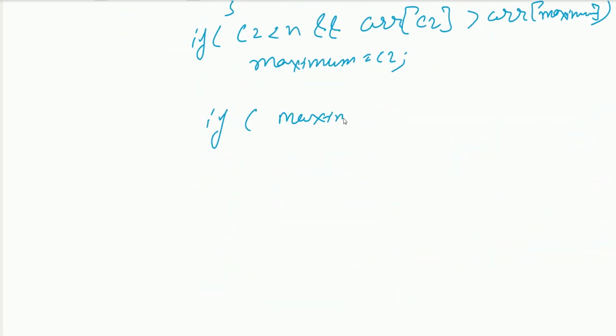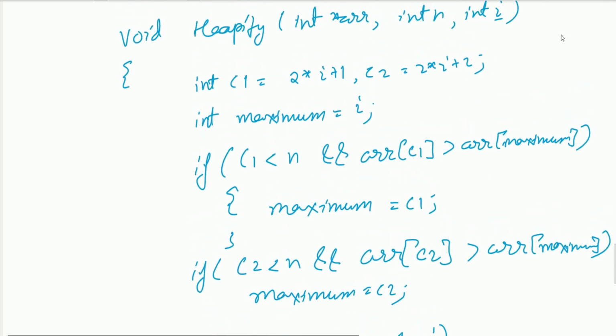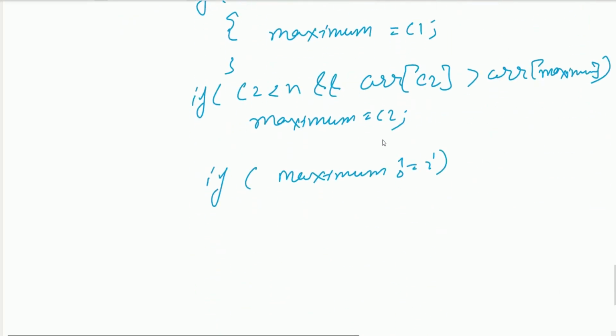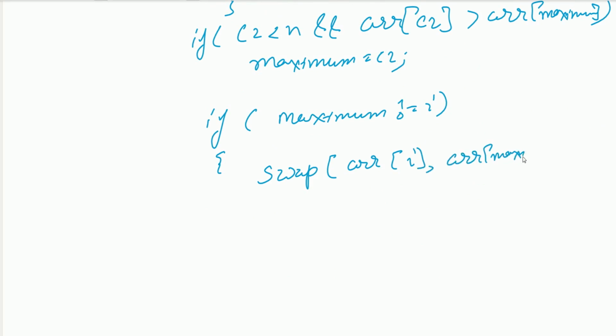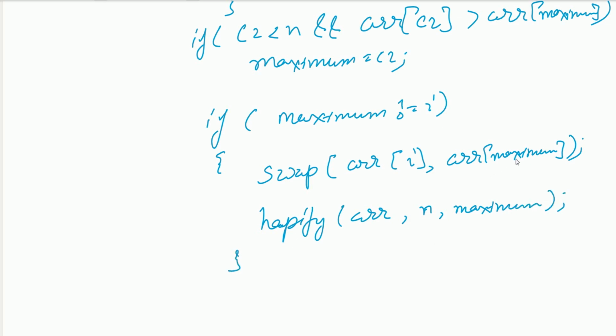And if maximum is not equal to I, it means that this I was not following the property of max heap. So maximum will not be equal to I. So what we will do, we will just swap ARR of I and ARR of maximum. So we'll swap it with the child whichever is maximum, and we will call this recursively on the child as well, because now my current node has gone to the index, maximum index.